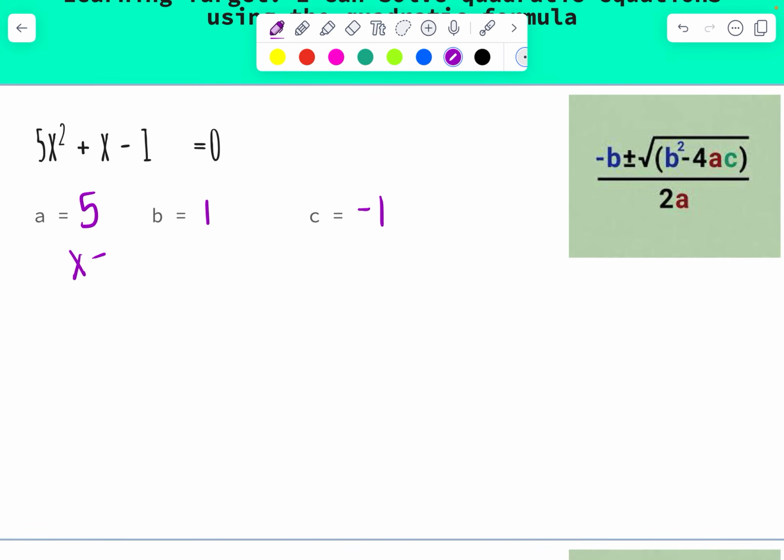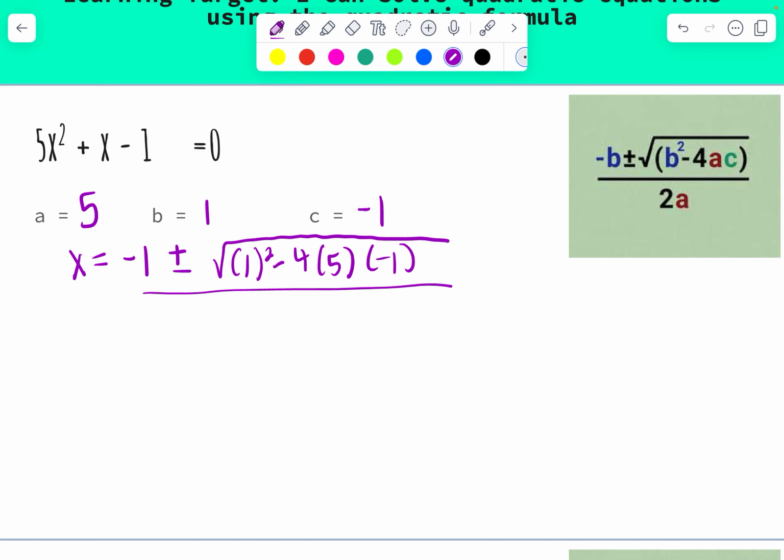Putting it in our formula, x equals the opposite of b, plus or minus the square root of b squared, take away 4 times a times c, all over 2 times a. So if I put the discriminant here in my calculator, I would get x equals negative 1 plus or minus the square root of 21, and then 2 times 5 is 10.